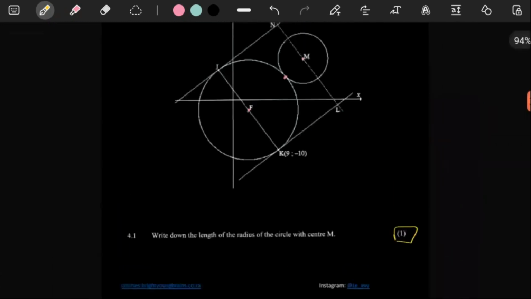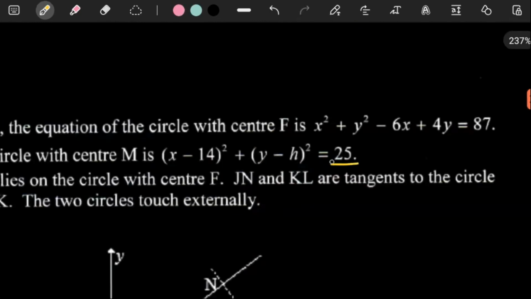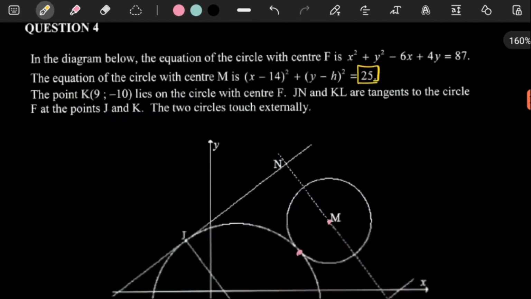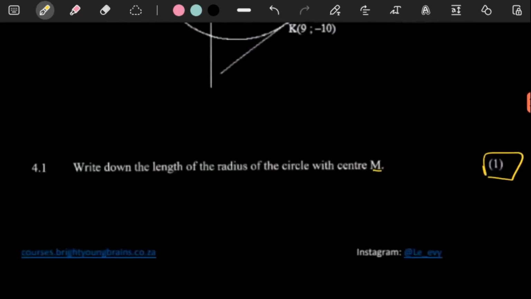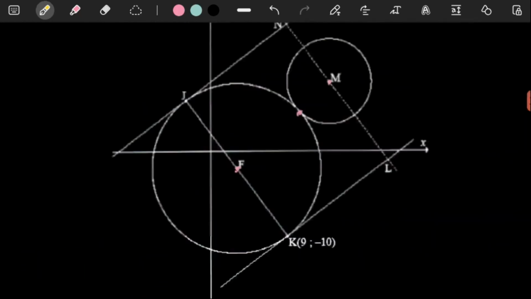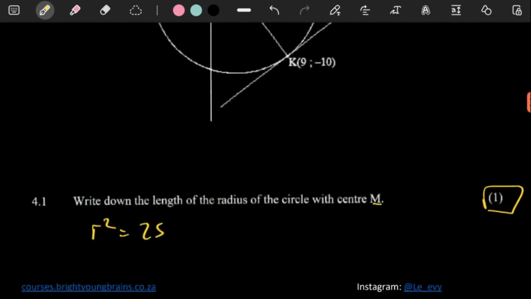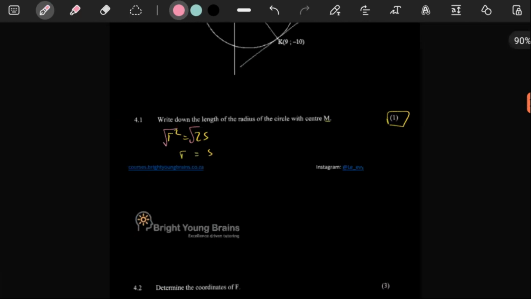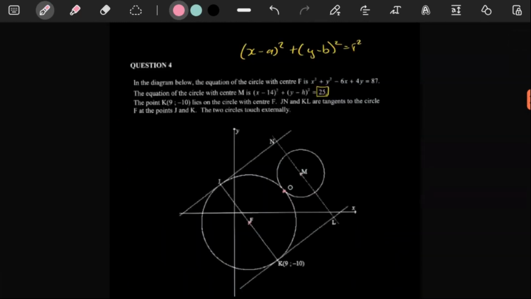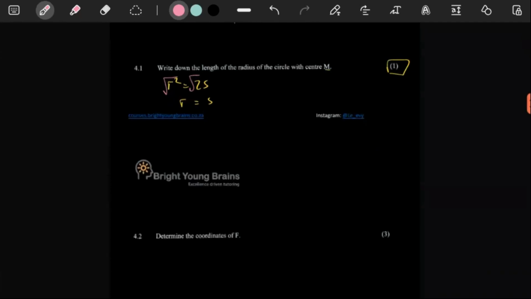Write down the length of the radius of the circle with center M. So the radius of the circle with center M, we're going to get it from here. Not to say 25 is the radius. Nope. This standard format shows us that r squared is equal to 25. Because remember, the equation of a circle in standard form looks like this. So where the 25 is, we have r squared there, which is just giving us a 5, because if you square root both sides, you get a 5. Nice. So you now know that this distance here is 5. This distance is 5. Okay, maybe that's going to be useful.